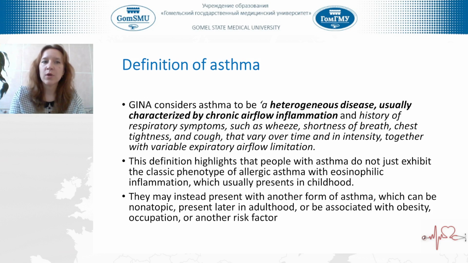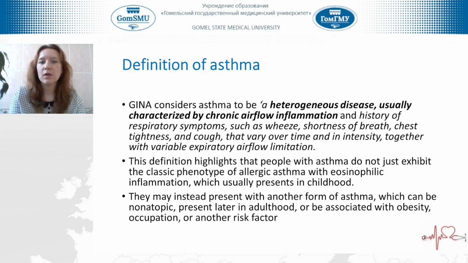Definition of asthma. According to GINA, we consider asthma to be a heterogeneous disease usually characterized by chronic airway inflammation and a history of respiratory symptoms such as wheezing, shortness of breath, chest tightness, and cough that vary over time and in intensity, together with variable expiratory airflow limitation.